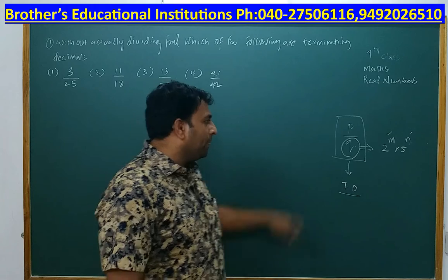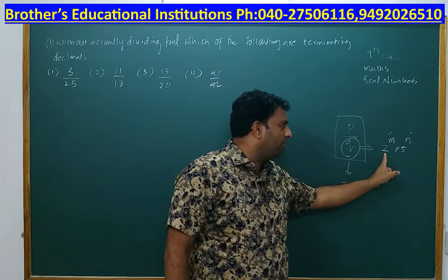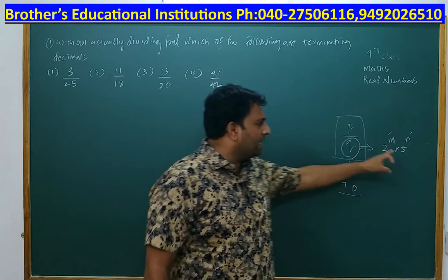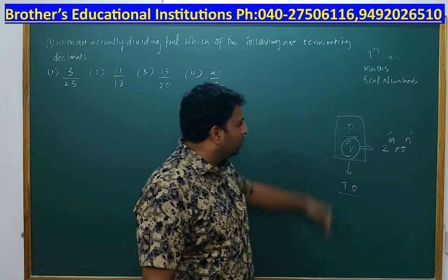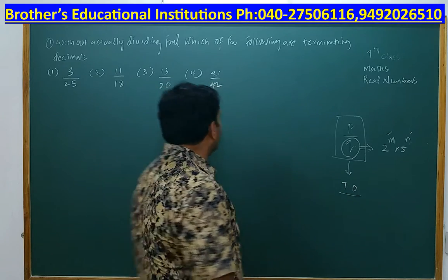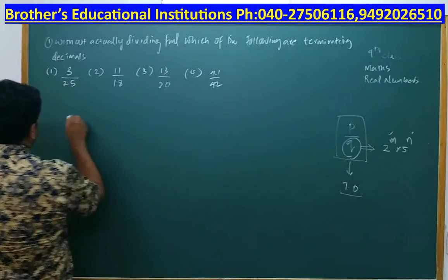Please remember, q should be only in the form of 2 and 5. Product of 2 and 5. Anything other than 2 and 5 is coming there, you cannot express this in the form of terminating decimal. Please do understand that. So, what is this 3 by 25?